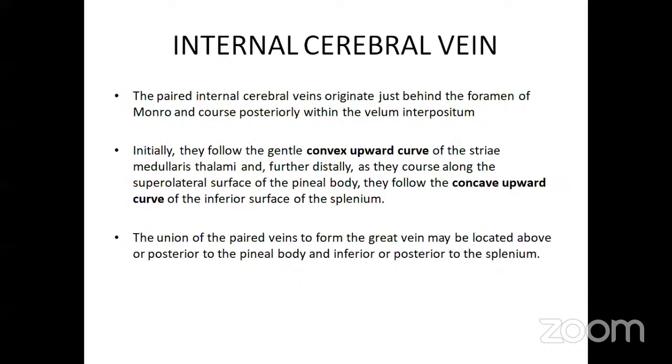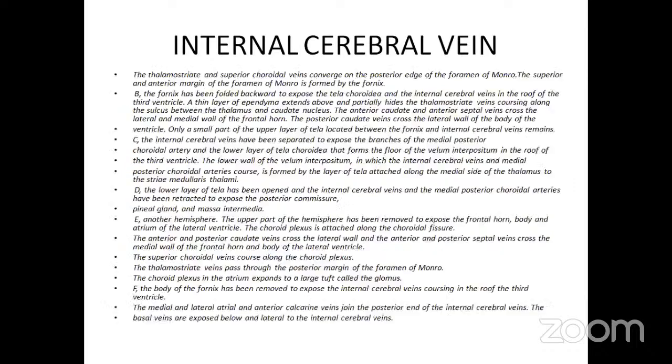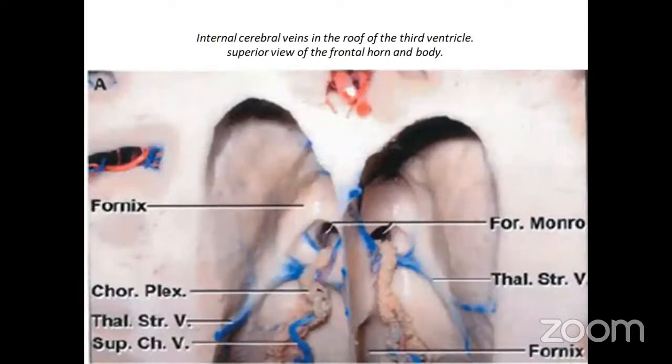The union of the paired veins to form the great vein can be located above or posterior to the pineal body and inferior or posterior to the splenium. This is the image of the internal cerebral vein in the roof of the third ventricle.